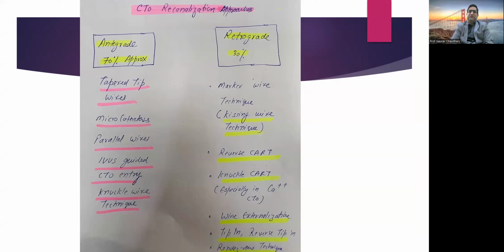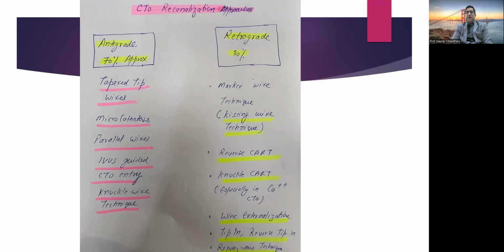And in this, most of the techniques that are used are the retrograde kissing wire technique or marker wire technique, in which the retrograde wire acts as a marker for the antegrade wire to cross into the distal true lumen. Another most common, often used technique is reverse CART, and although less commonly used nowadays, the CART technique, but we use the knuckle CART technique when calcium is present in the CTO.